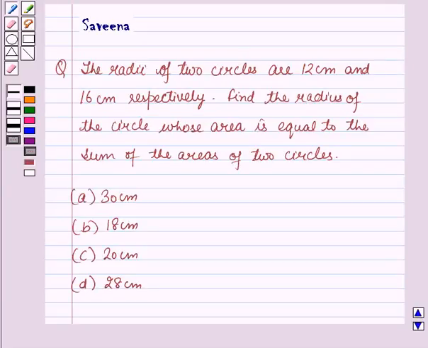In this session, we will discuss a question which says that the radii of two circles are 12 cm and 16 cm respectively. Find the radius of the circle whose area is equal to the sum of the areas of the two circles. And the options are A. 30 cm, B. 18 cm, C. 20 cm and D. 28 cm.